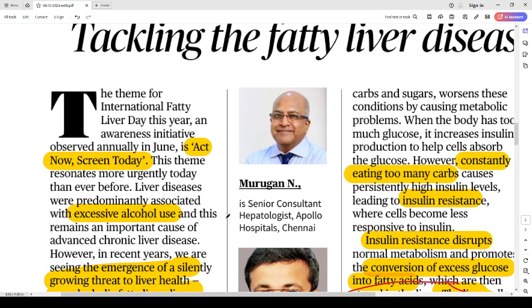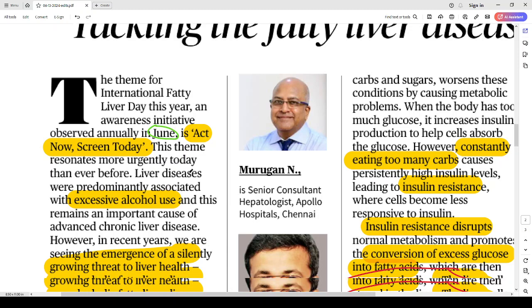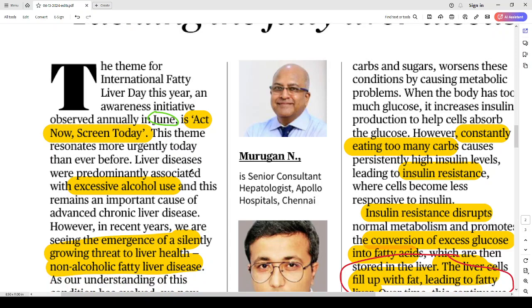The theme of International Fatty Liver Day this year, which is generally observed in June, is what they mentioned here. The theme is Act Now, Screen Today. Act Now, Screen Today. So just remember the theme for the International Fatty Liver Day.